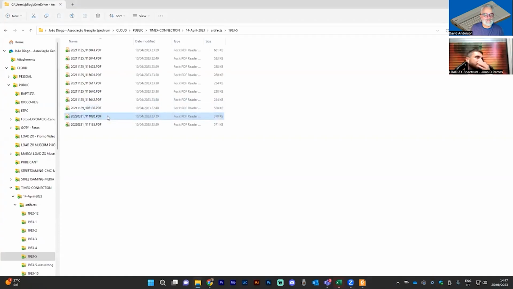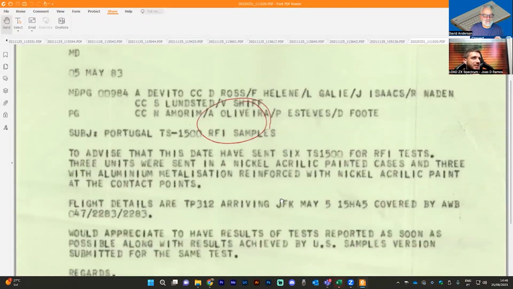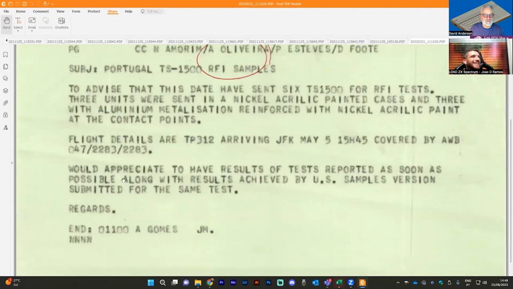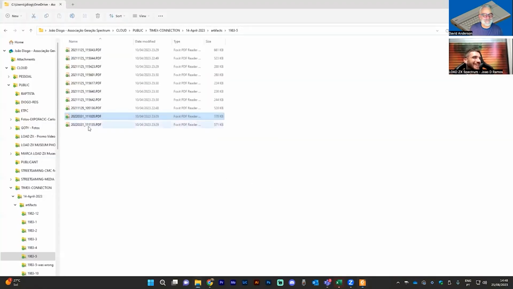Almost at the end of May. Okay, still the RFI samples. To advise that at this date, we have sent them. Oh, so this is a follow-up to the prior one. They only sent 3. Okay, 3 were sent with a nickel acrylic painted case and 3 with aluminum metallization reinforced with this. Flight details are this. Would appreciate to have results of the test report as soon as possible, along with results achieved by the US samples version submitted for the same test. I wonder what he is after.